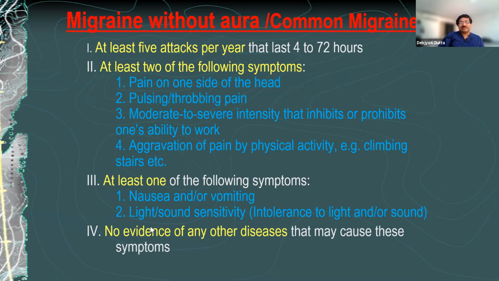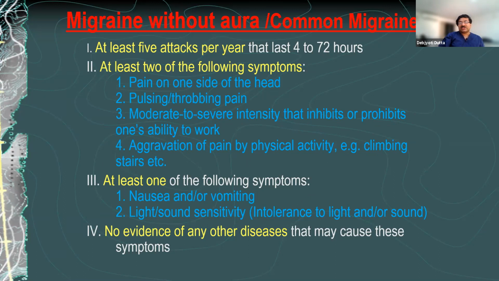Then in migraine, for saying it is a common migraine, we need to get at least this minimal criteria. At least 5 attacks per year that last for 4 to 72 hours in duration. At least 2 of the following symptoms: pain in one side of the head, pulsating and throbbing pain, moderate to severe intensity that inhibits or prohibits one's ability to work, and aggravation of pain by physical activity, like climbing stairs. Among these 4 symptoms, we should get at least 2 symptoms.